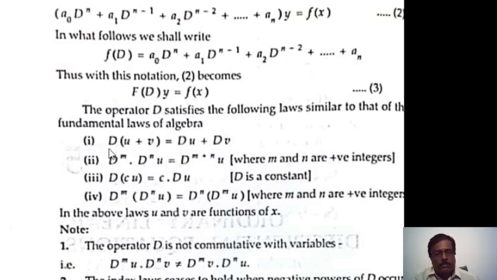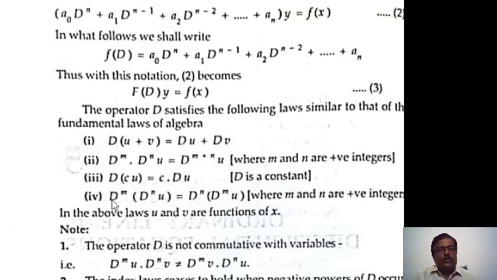Okay, so capital D of u plus v is Du plus Dv. Next, D^m · D^n u is equal to D^(m+n) u, just like applying the laws of indices. So D^m · D^n u equals D^(m+n) u. And similarly, differentiation of a constant times u is the same as the constant times the differentiation of that u.